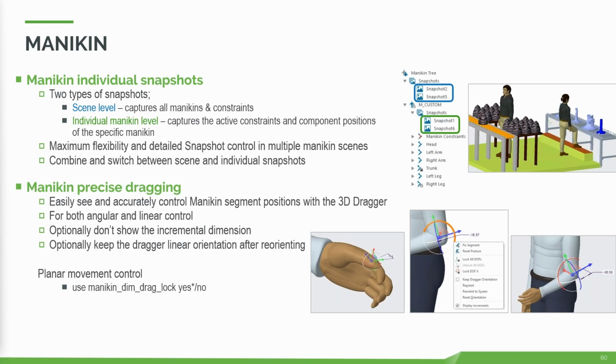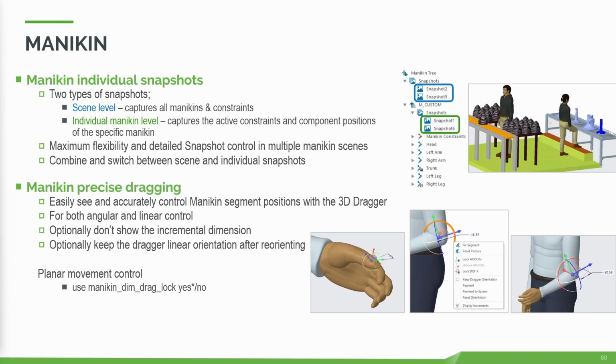In Creo 10, a bunch of enhancements have been added there. There are mannequin snapshots now. If you want to create a snapshot to capture the position of your mannequins, we've got two different levels now, either the entire scene or an individual mannequin level. So it gives you a bit more flexibility when working with the different mannequins.